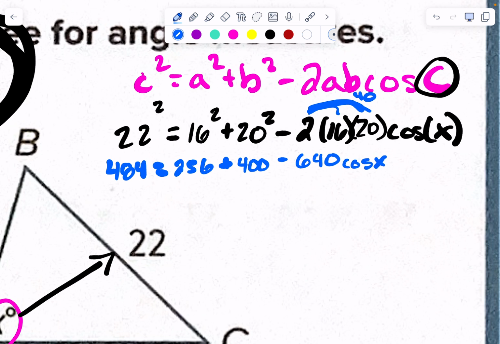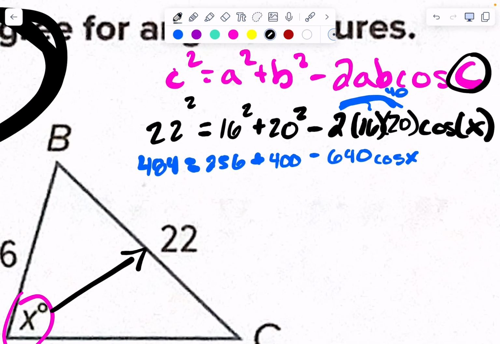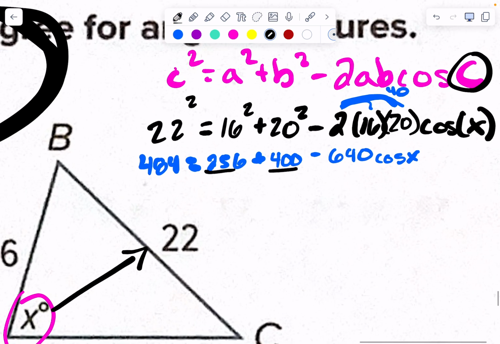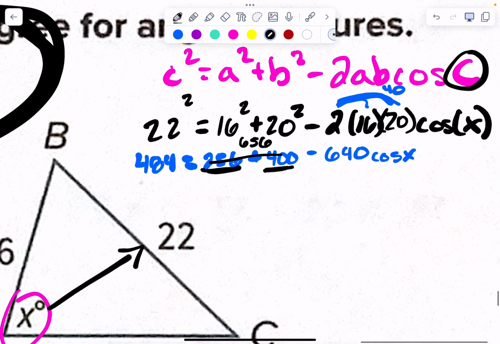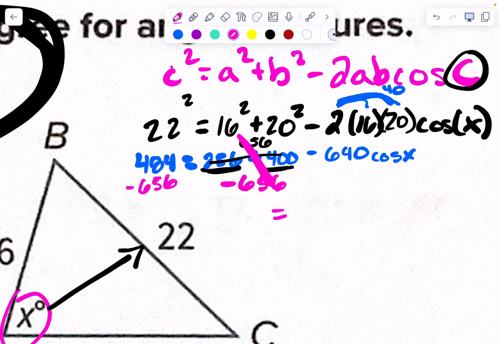Okay, what am I allowed to add together? 256 and 400. I cannot add the 640 because it's attached to the cosine. So I'm going to put these two together. That is 656. Okay, then what? Subtract that over. Minus 656. 484 minus 656 is negative 172. Negative 172 equals, what's it equal to now? Negative 640 cosine of x.